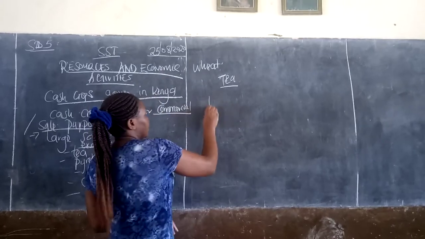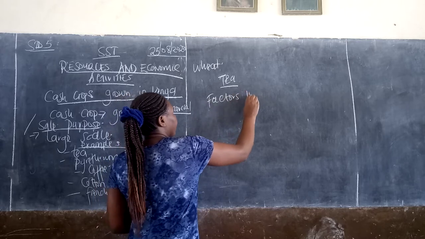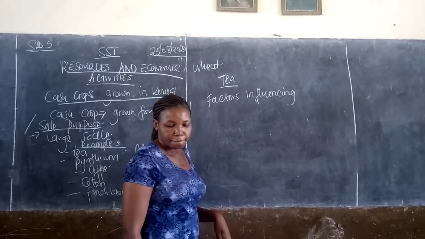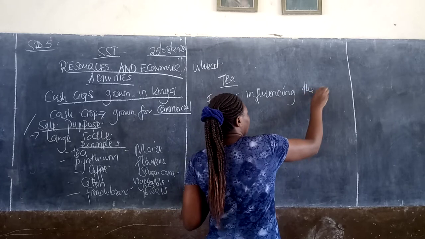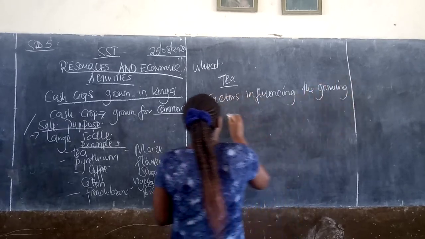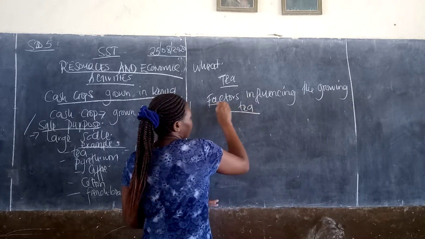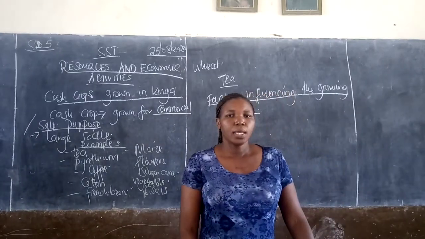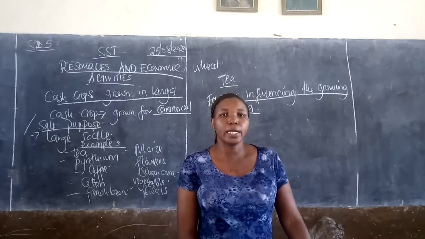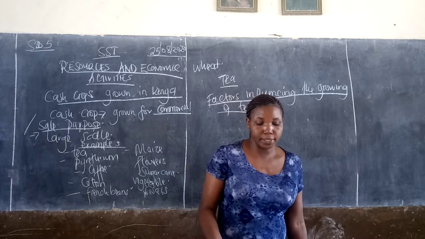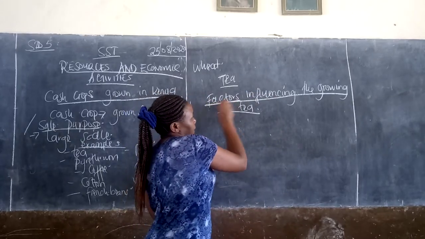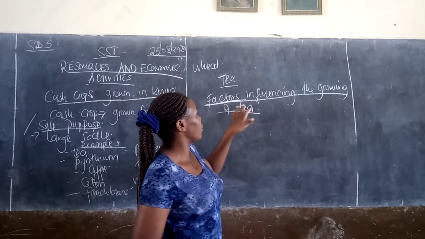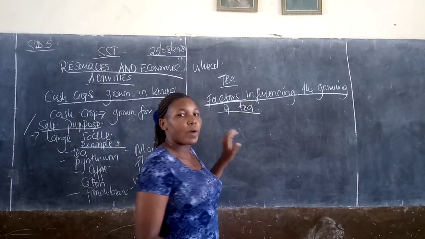And there are factors influencing the growing of tea. Now, tea is always grown on a large scale, and mostly it is grown in areas where there's a cold, wet climate. Now, I'll explain what factors are first. A factor is something that can make tea grow. Where can this tea grow?